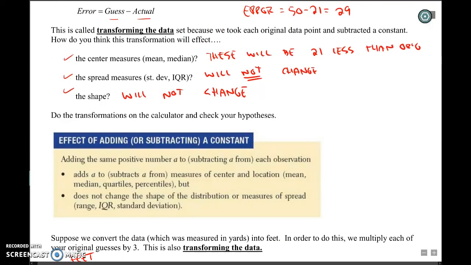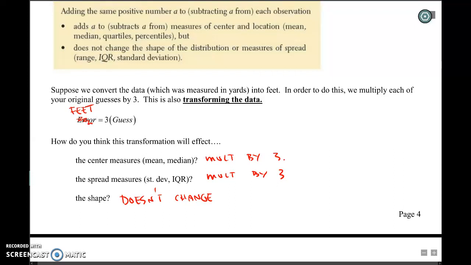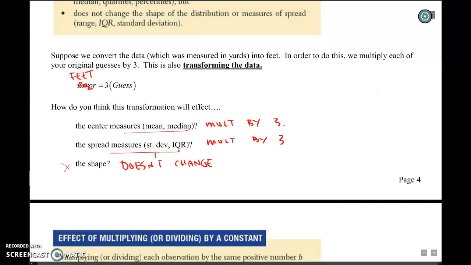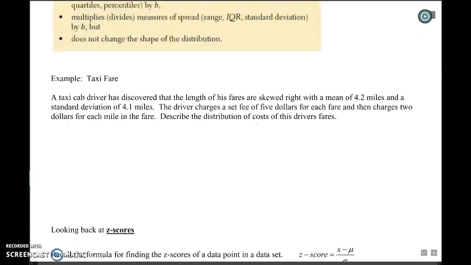So in summary, if you add, it changes measures of position, but not spread and shape. If you multiply, it changes centers, position, it changes spreads, but it doesn't change shape. Summary, multipliers: if you multiply by something, it multiplies or divides the measures of center location, multiplies or divides the measure of spread, but it doesn't change its shape. Okay.